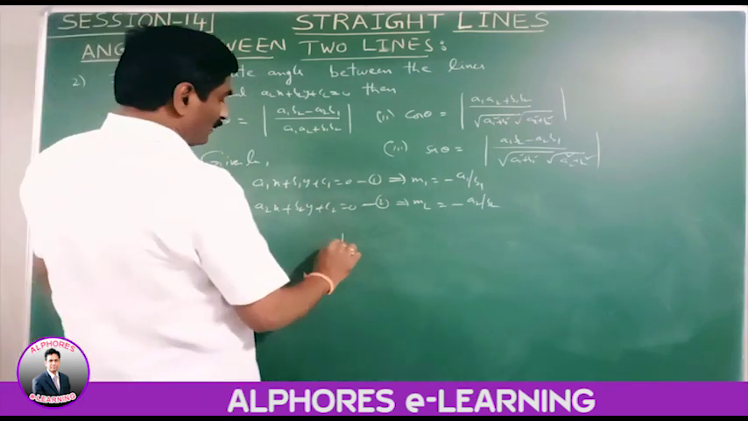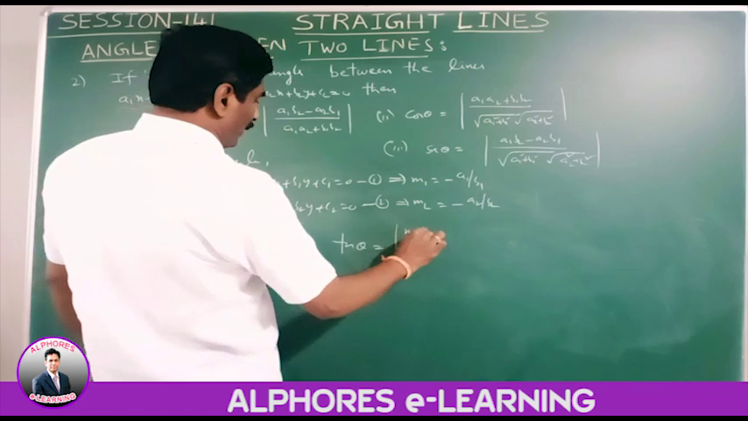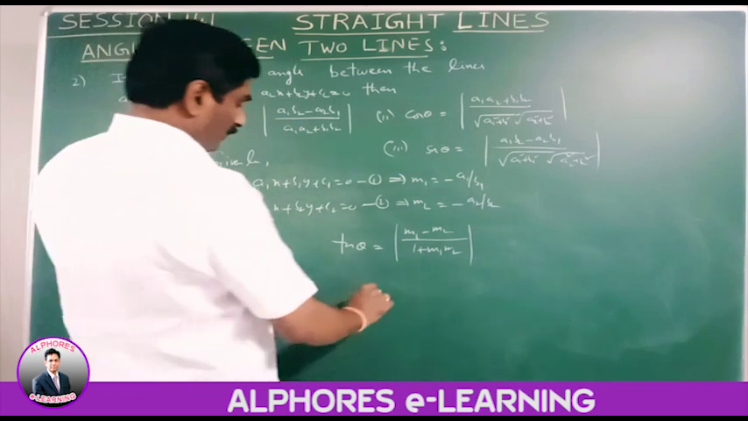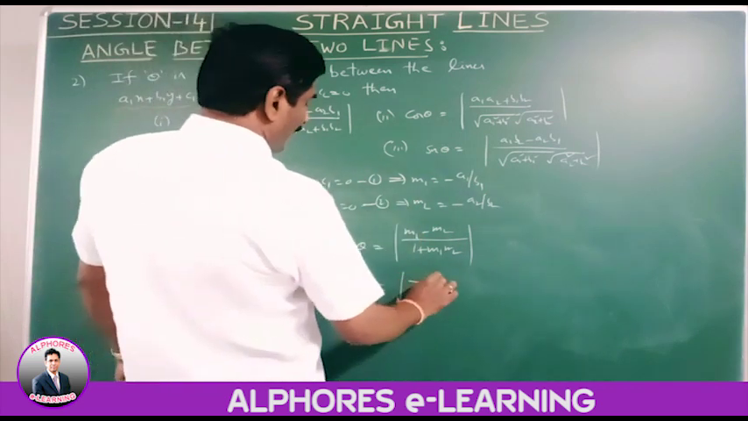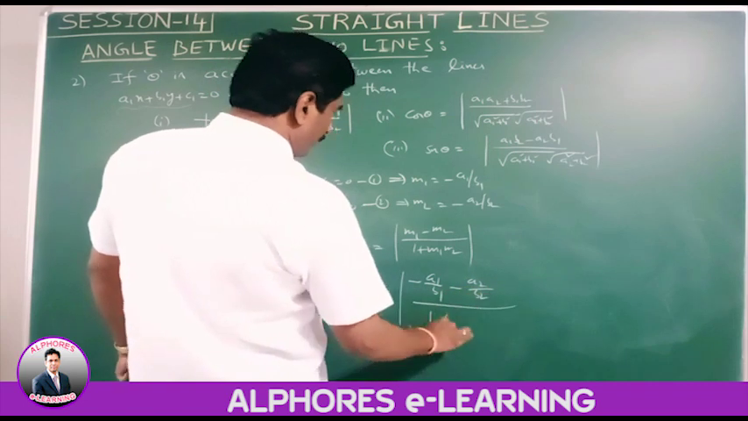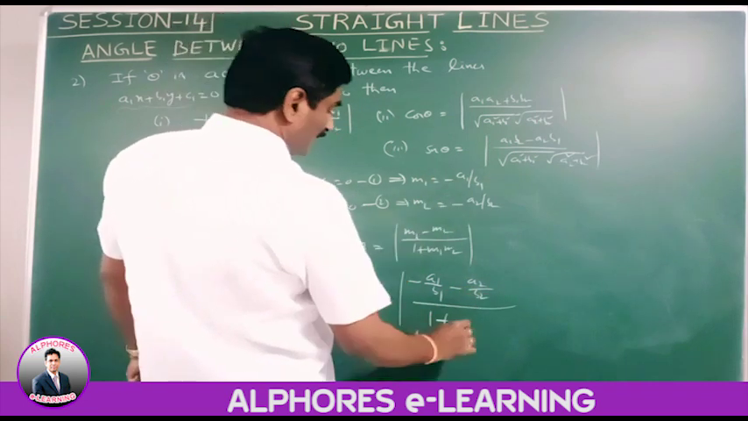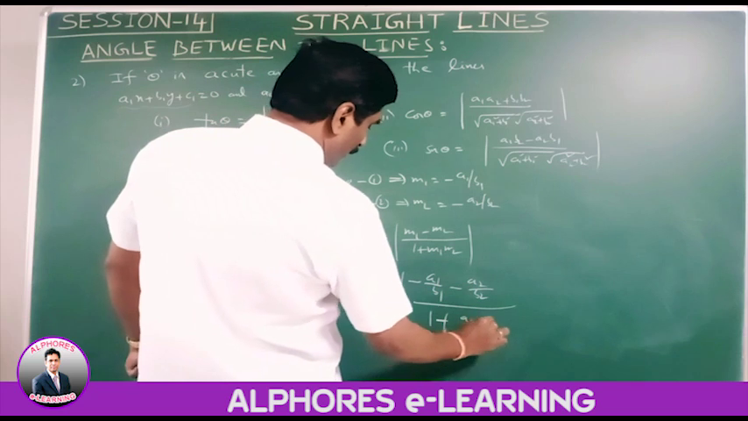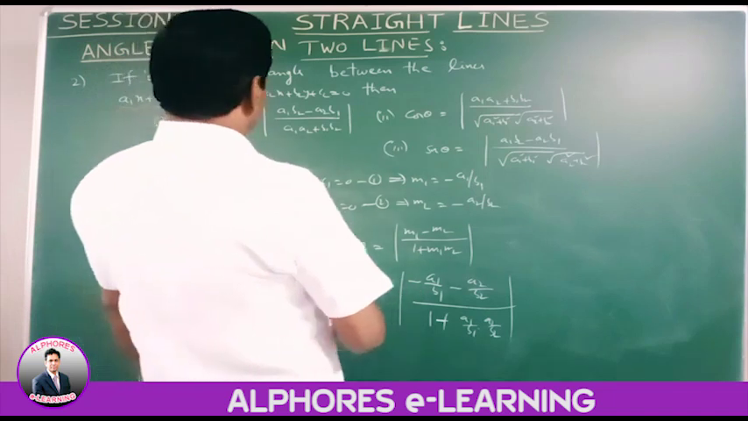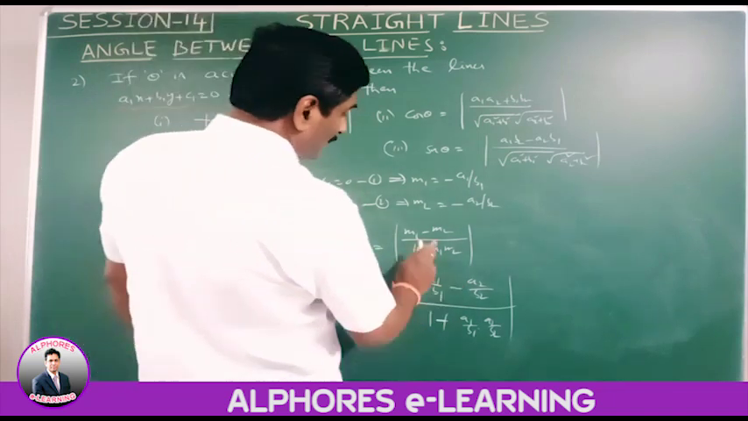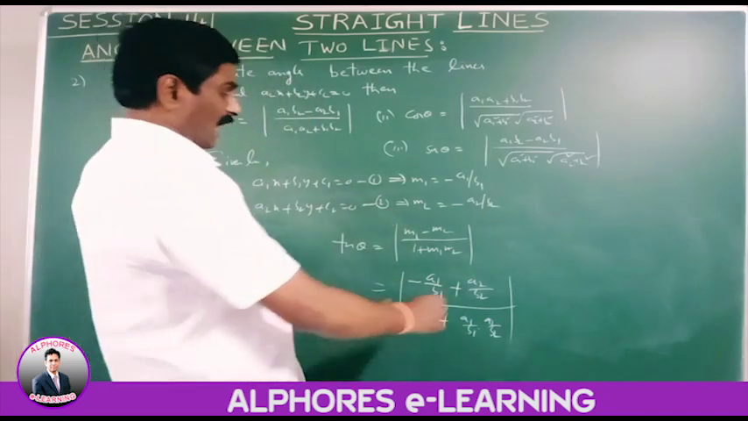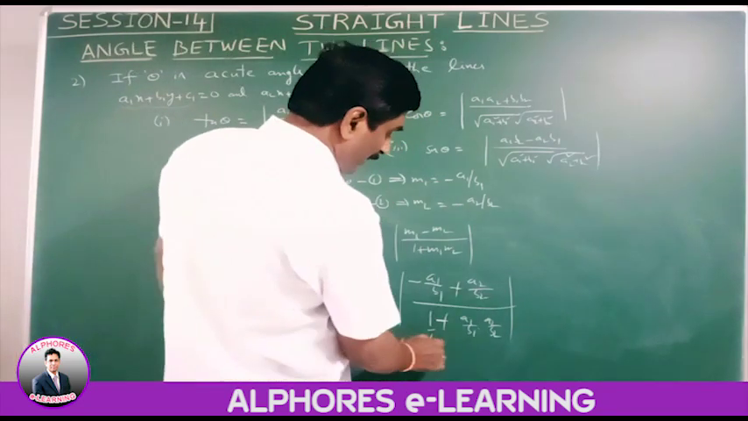We know that tan theta is equal to mod of m1 minus m2 by 1 plus m1 m2. Okay, that means mod of minus a1 by b1 minus a2 by b2 by 1 plus minus a1 by b1 into minus a2 by b2, which means a1 by b1 into a2 by b2, minus into minus is plus. Okay, here what is the LCM value? Minus m2 means minus a2 by b2, means minus of minus plus a2 by b2. Okay, after simplification, what is the LCM? b1 b2. In the denominator also b1 b2.